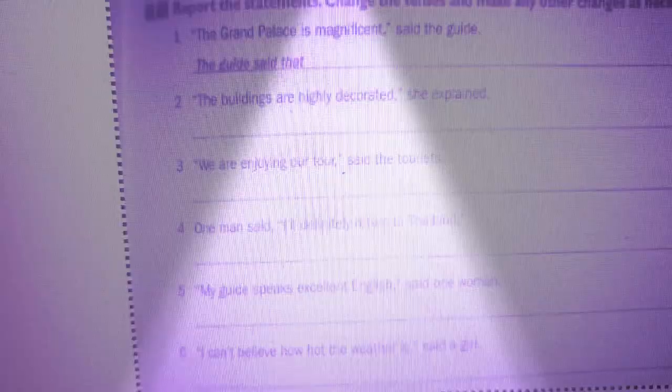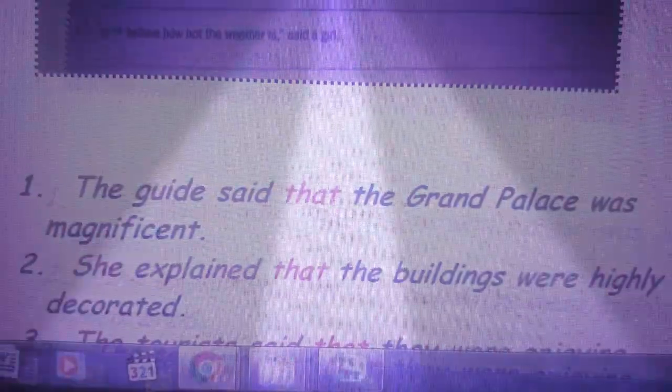Exercise number 1 on page 37. Okay, let's start. I know that the picture is not very clear, but here number 1, the Grand Palace is magnificent, said the guide. But here the guide said that the Grand Palace, as I told you, changes into was magnificent, because this is a main verb. As you can see here, the guide said that the Grand Palace was magnificent.